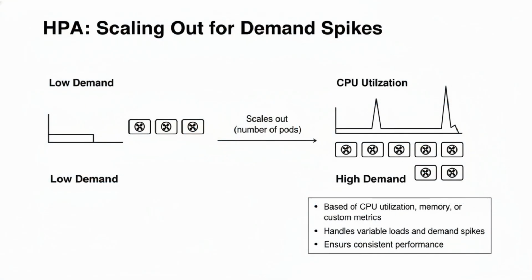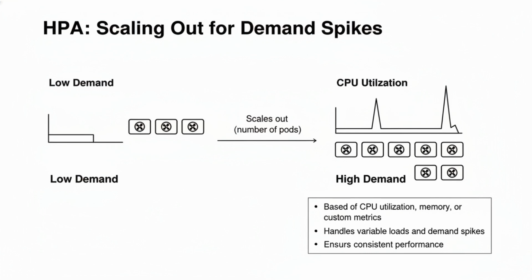First, let's look at the horizontal pod autoscaler, or HPA. HPA automatically scales the number of pods in a deployment based on observed CPU utilization or other select metrics. When CPU usage goes up, HPA adds more pods. When it goes down, HPA reduces them. This is excellent for handling variable loads by distributing traffic across multiple instances. Think of it as adding more lanes to a highway when traffic increases.